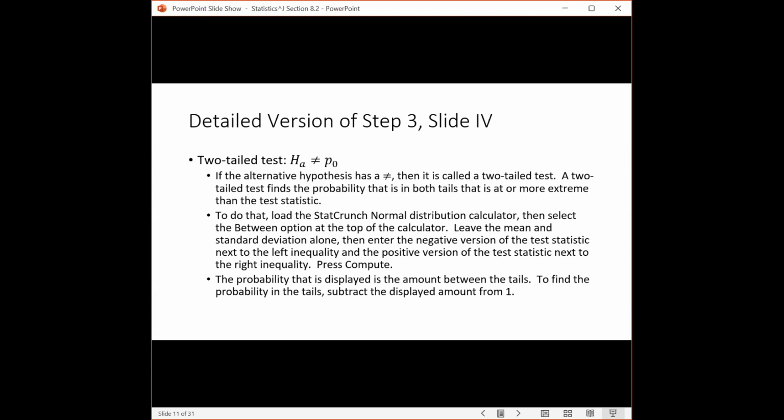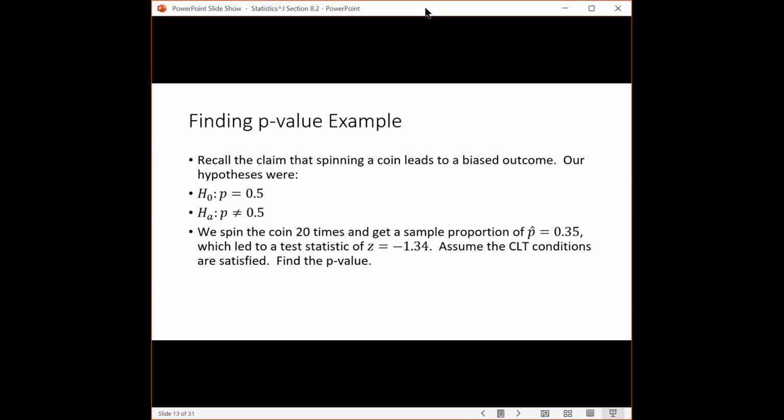The probability that is displayed is the amount that is between the tails. It's not the amount that's in the tails. So to find the probability that's in the tails, you need to subtract the displayed amount from 1. Okay, so let's go through an example of finding a p-value.